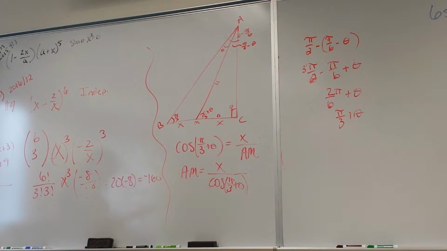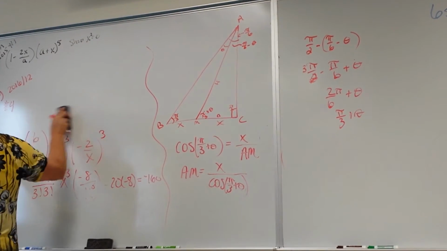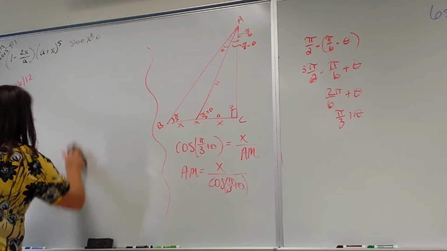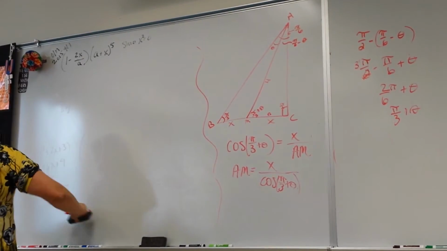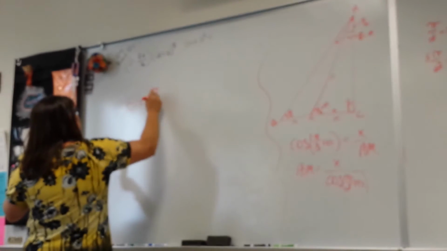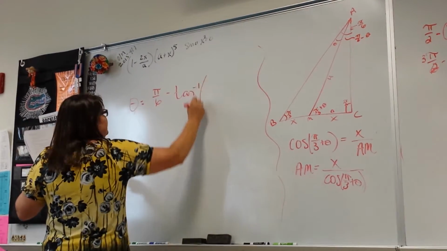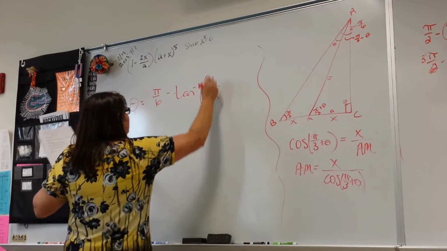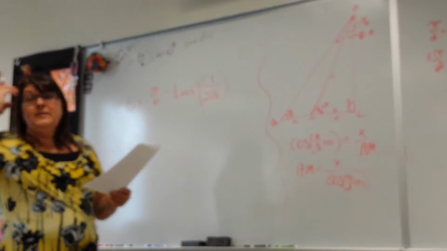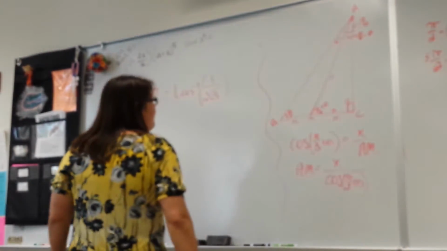Second part. Show that theta is equal to pi over 6 minus tangent to the -1 of 1 over 2 square roots of 3. And this is only a 2-point part. They had fun with that. Okay, so they want me to solve for theta.